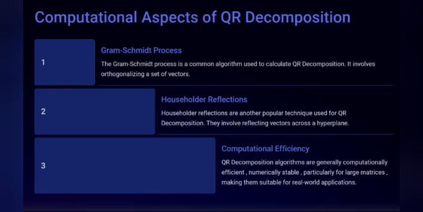Gram-Schmidt process. This is a common algorithm used to calculate QR decomposition. It involves orthogonalizing a set of vectors. Then the next one is Householder reflections. This is another popular technique used to construct the orthogonal matrix Q implicitly while transforming A into R. They involve reflecting vectors across a hyperplane. Computational efficiency. QR decomposition algorithms are computationally efficient and numerically stable, making them suitable for real-world applications.